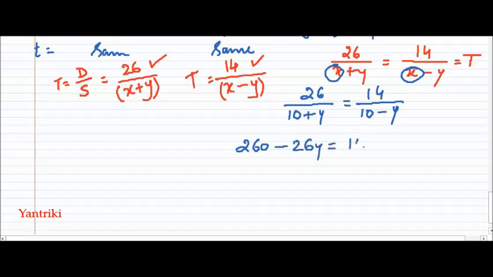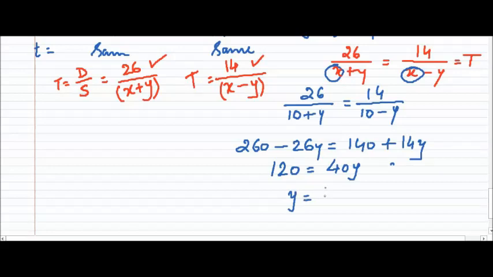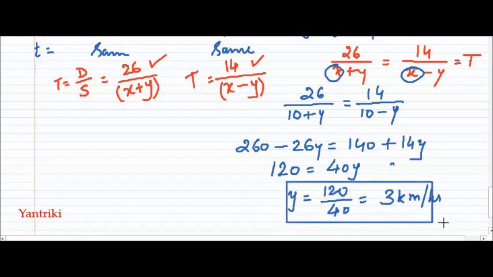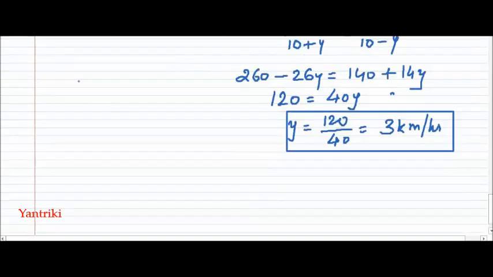So I have 260 minus 26y is equal to 140 plus 14y. Once we are into this equation, we have 260 minus 140, that gives us 120, and that is equal to 40 times y. This gives us y is equal to 120 divided by 40, and 3 kilometers per hour will be the speed of the stream. So I hope that you understood the concept of upstream, downstream, boat and stream problems.